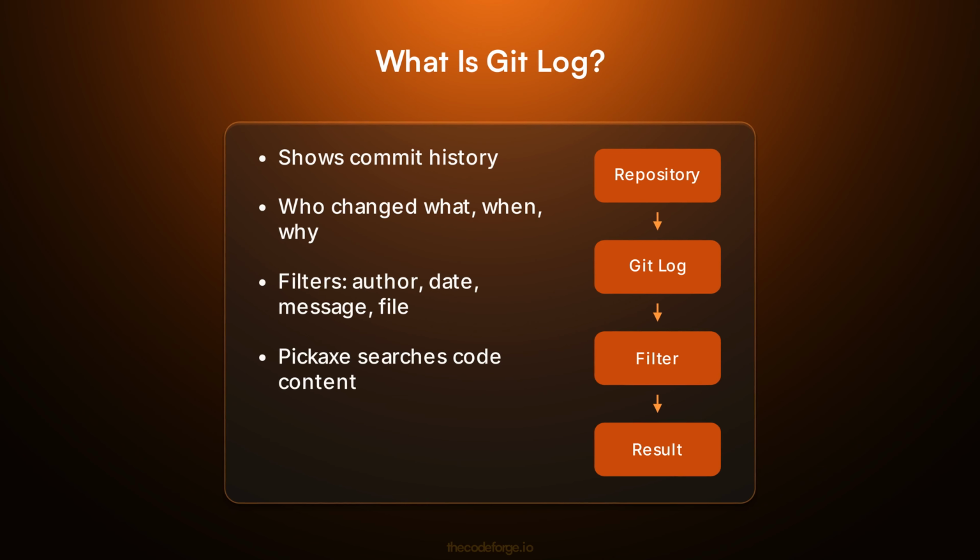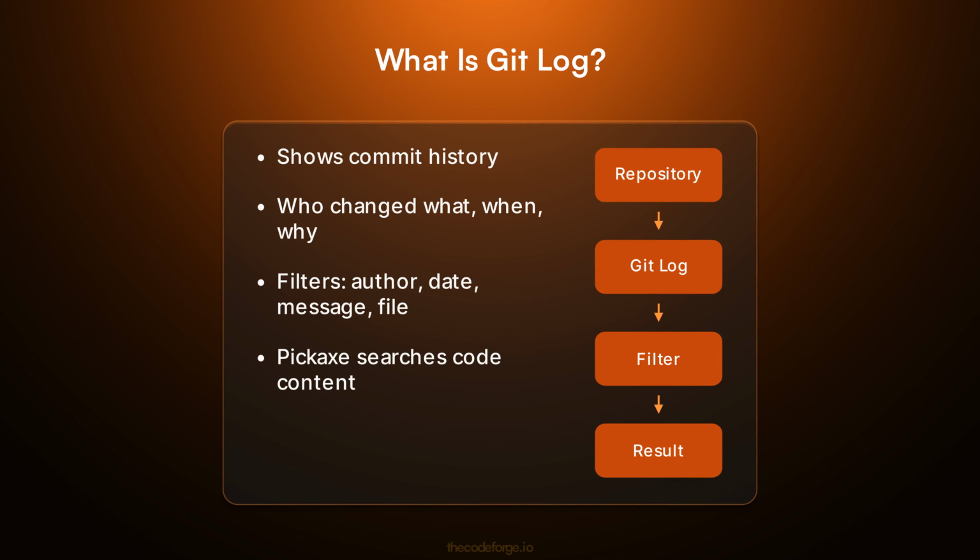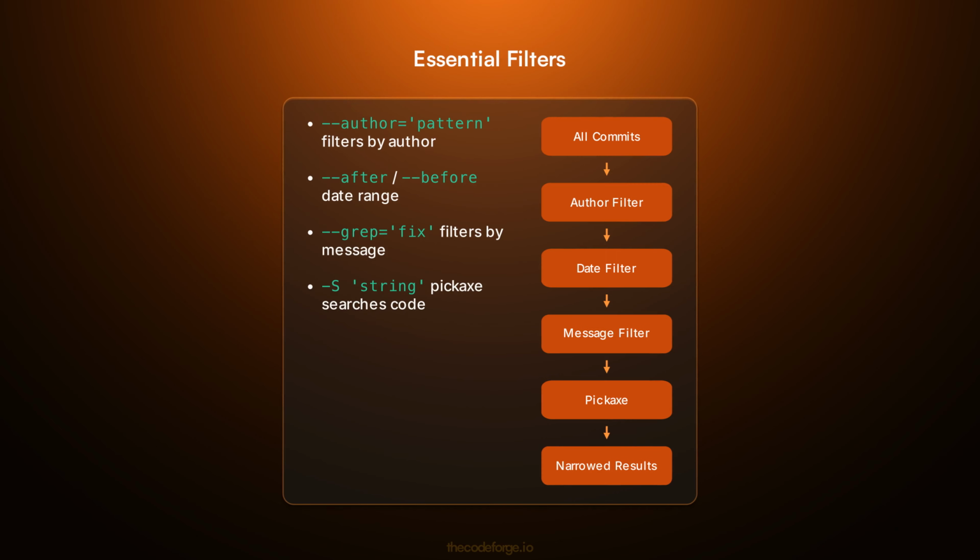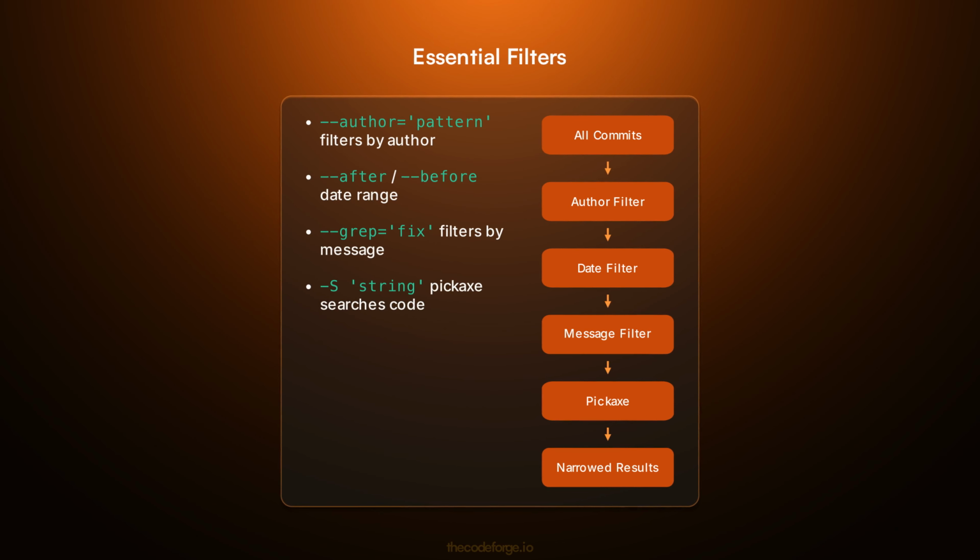Git Log is the history book of your repository. Every commit is a page with date, author, and message. With filters like author, date, message, and file path, you can find exactly what you need, like a card catalog for your codebase. Let's start with the essential filters. You can filter by author, date range, commit message, and even code content with the pickaxe option S. Combine them to narrow down rapidly.